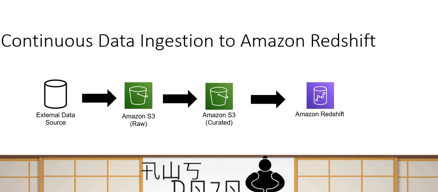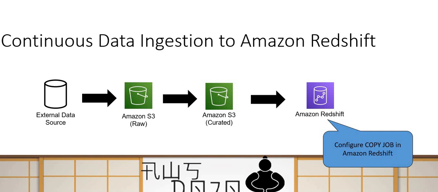Continuous data ingestion to Amazon Redshift simplifies this last part I talked about. You configure Amazon Redshift in such a way that whenever data comes to the S3 bucket, it is automatically copied to the Redshift cluster database. With this new feature, you can simply configure a copy job in Amazon Redshift. Keep this in mind: it's not a copy command, it's a copy job. The copy command has existed for a long time in Redshift, and in the earlier approach you ran a copy command either manually or through automation. Now we are talking about creating a copy job in Amazon Redshift, which you can use to automatically copy data from the S3 bucket to Redshift as and when data comes to the S3 bucket. It's a very simplified way of creating automation.